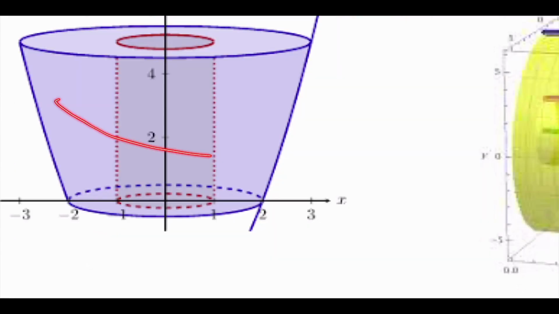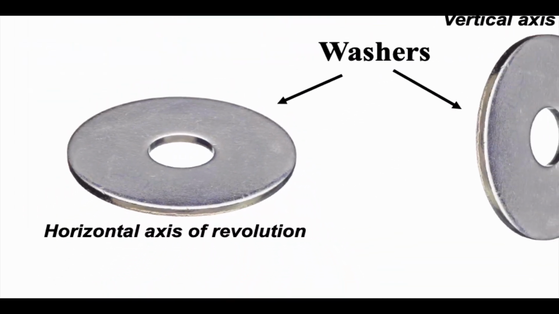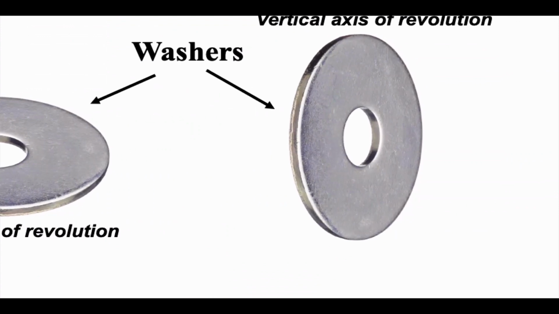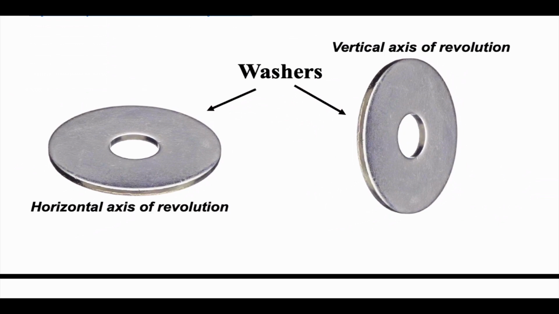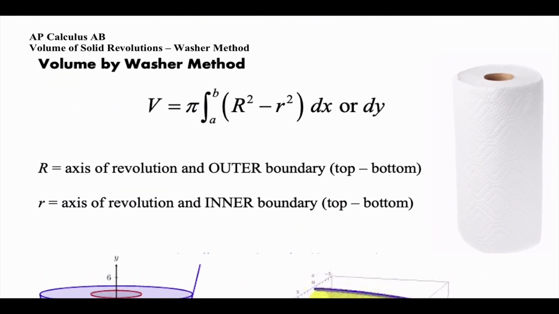Today, when we do that, it's not going to be completely solid. It's going to look like a washer. That's why it's called the washer method, because it looks like a metal washer. Okay? There are two ways.